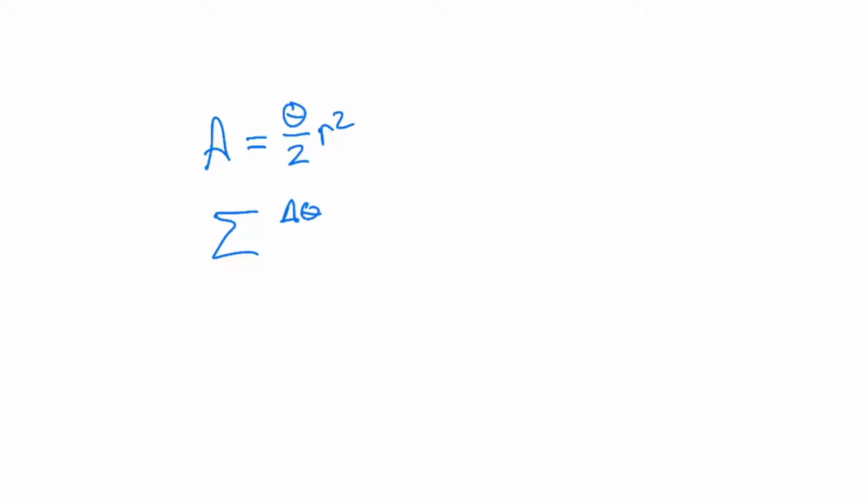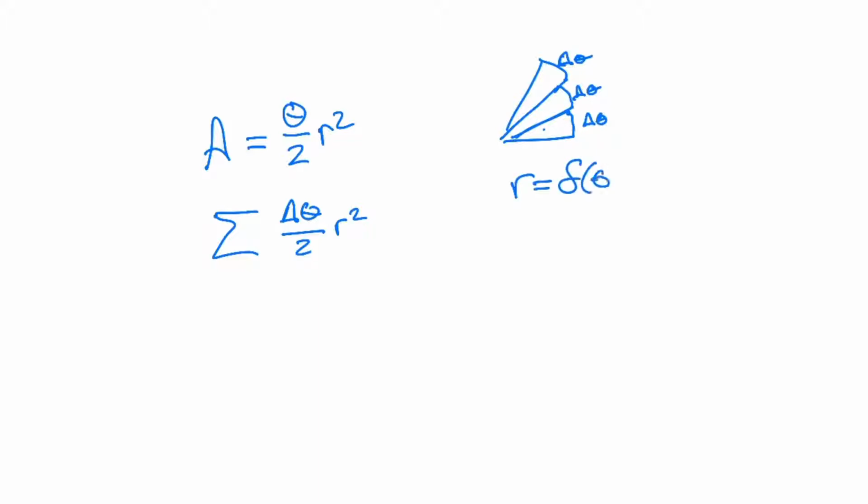Imagine that we've divided whatever region it is into little pie wedges, and these wedges are each delta theta, delta theta, delta theta, and then we're going to add them up. Remember that r is equal to a function of theta. So this turns into the integral of f of theta squared over 2 times d theta.